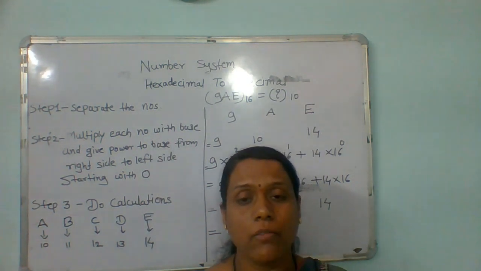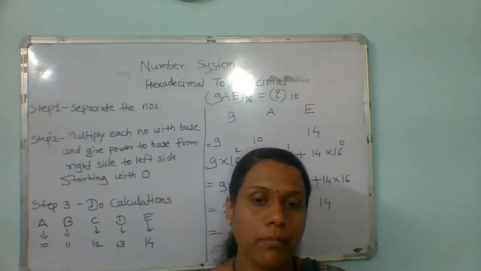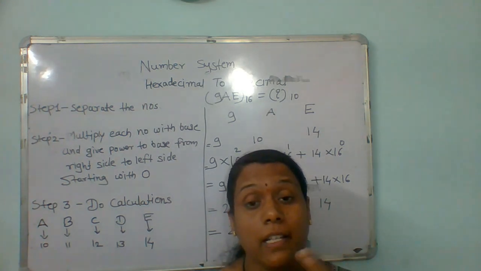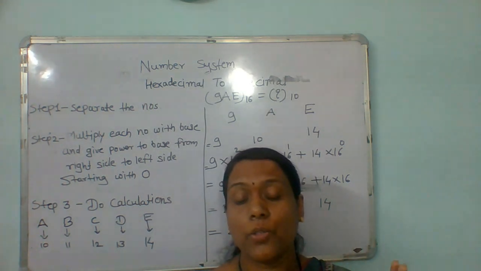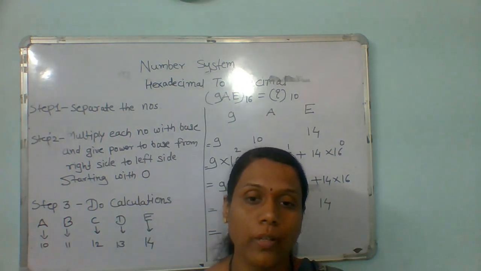Now, next conversion, we are going to see the hexadecimal to decimal number system. The hexadecimal number system is what? It has the base of 16, which means it consists of 16 symbols, from 0 to 9 and from A to F.